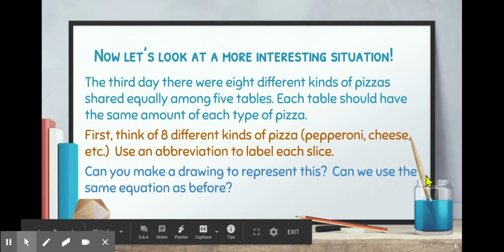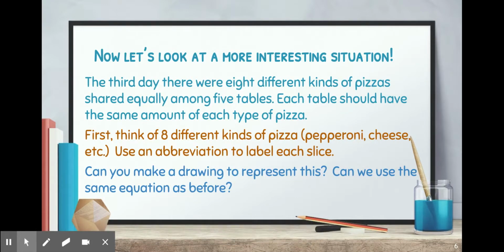Now let's look at a more interesting situation. The third day, there were 8 different kinds of pizzas shared equally among 5 tables. Each table should have the same amount of each type of pizza. First you're going to have to think of 8 different pizza types and then come up with an abbreviation for each type so you can label the slices in your picture. Make a drawing to represent this. Can we still use the same equation as we did before? Pause and draw your picture.